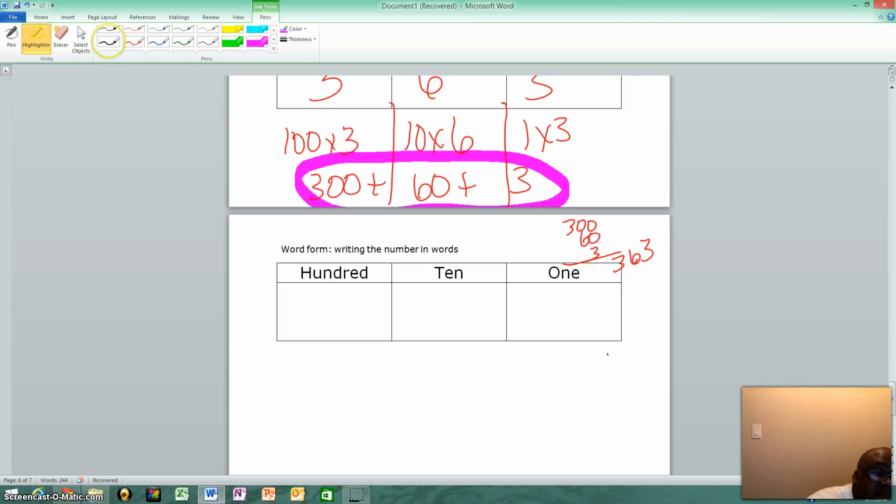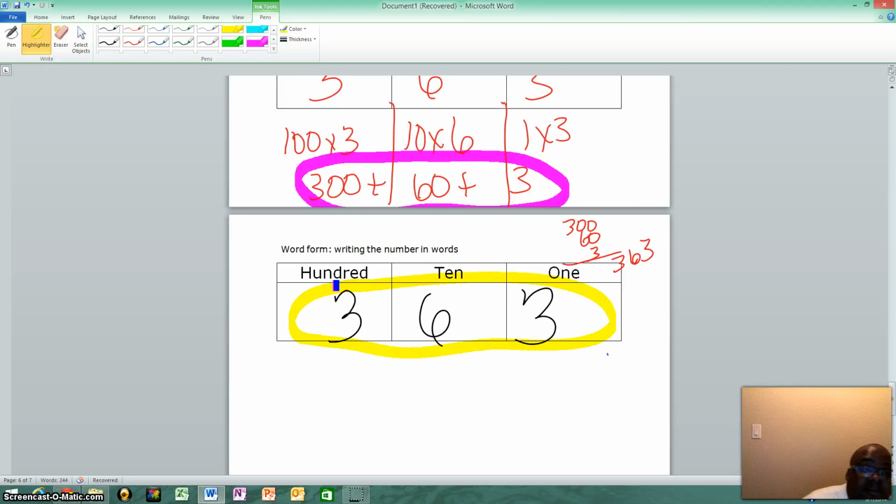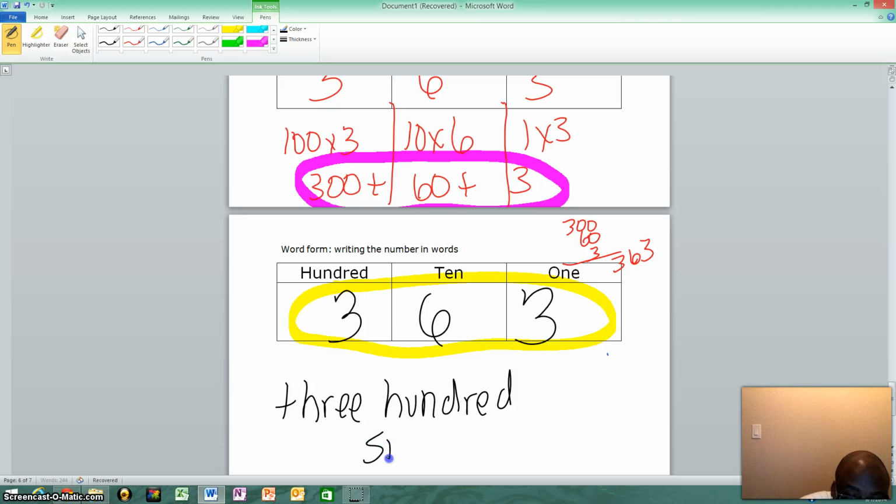So now let's look at word form. Word form, we're going with the same number, 363. Remember the thing about word form and in the ones period, everything is cool. The only thing we say is this number that we have right here. So, well, how do we say it? How do we write that in word form? Well, 363. And that is the end of our lesson.